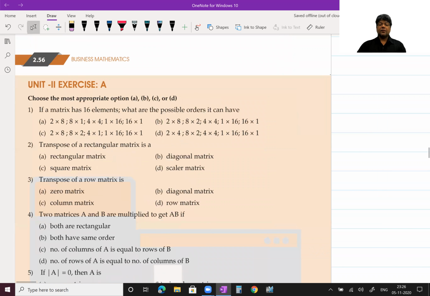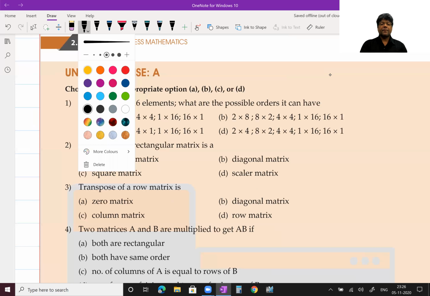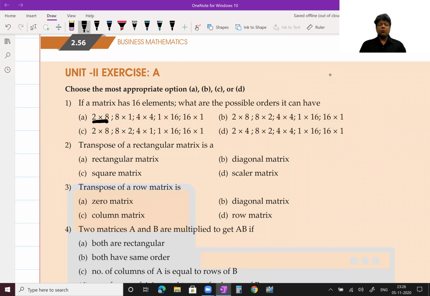Possible orders, guys. 2 by 8 means how many elements? 2 into 8 is 16. 8 by 1 means how many elements? 8 into 1 is 8. So this will not be the answer because the question told 16 elements. If you see this, 2 8 is 16, fine. 8 2 is 16, fine. But 4 1 is 4 elements and the question told 16 elements. If you come to option B, 2 8 is 16, 8 2 is 16, 4 4 is 16, 16 1 is 16. Yes. In every order, 16 elements will be there.